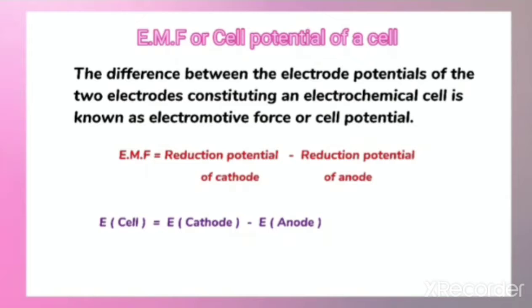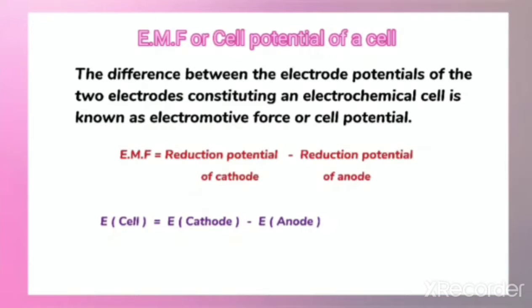Thus the electromotive force of the cell may be defined as the potential difference between the two electrodes of the cell when either no or negligible current is allowed to flow in the circuit. This EMF of the cell is measured with the help of a potentiometer. So to find the EMF or E cell, we subtract the reduction potential value of the electrode at the anode from that at the cathode.